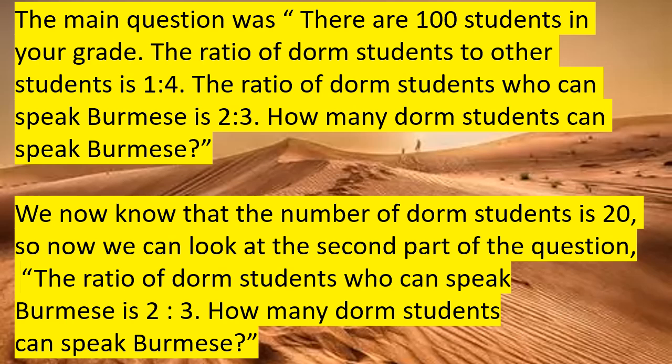Now the main question was, there are 100 students in your grade. The ratio of dorm students to other students is 1:4. The ratio of dorm students who can speak Burmese is 2:3. How many dorm students can speak Burmese? That was the question. Now we know that the number of dorm students is 20. So we can look at the second part of the question, which says the ratio of dorm students who can speak Burmese is 2:3. How many dorm students can speak Burmese?